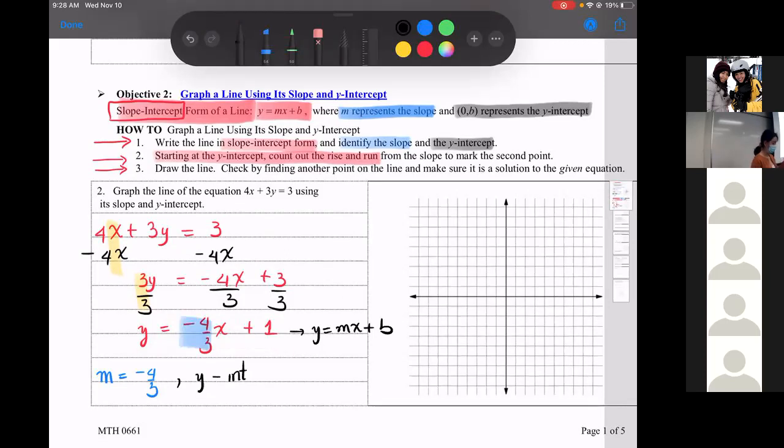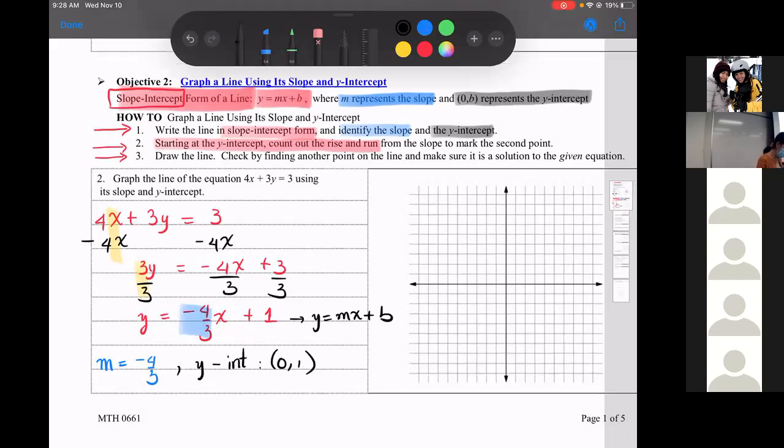B is 1, but the y-intercept is (0, 1). If I ask you what is B, then you say just 1. That's fine. But if I ask you for the y-intercept, you have to say it as an ordered pair: (0, 1). And then the second step says starting at the y-intercept. So I'm going to start at (0, 1), right here, and then do the rise over run.